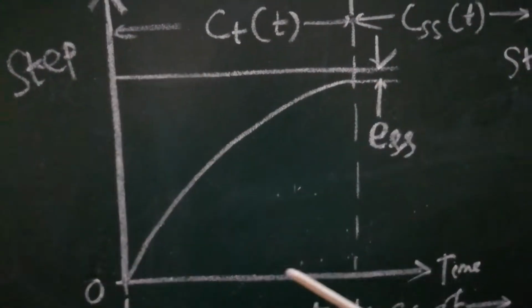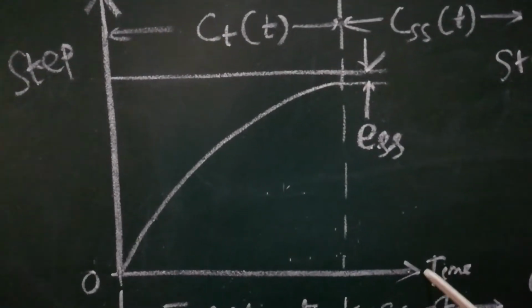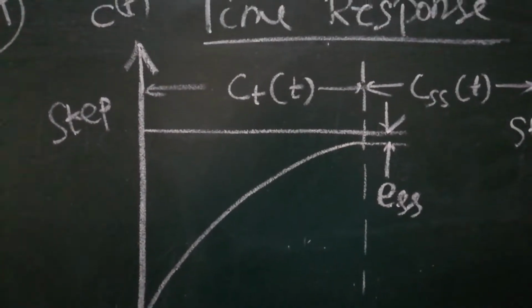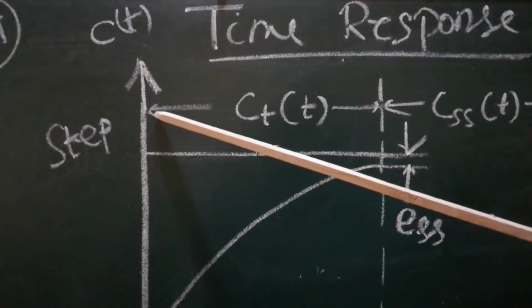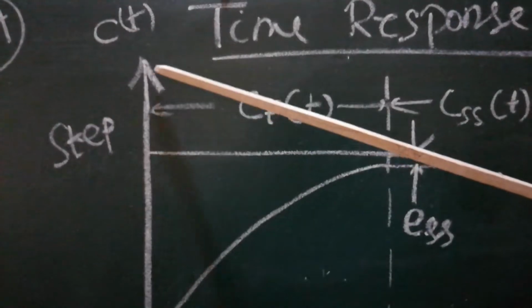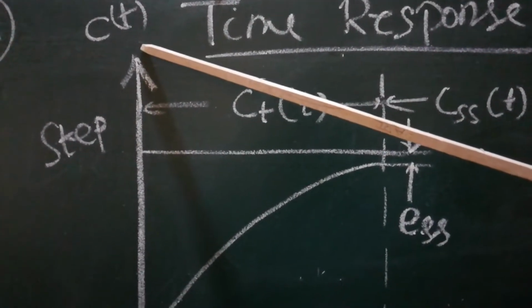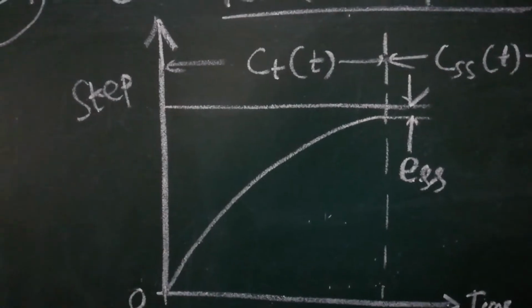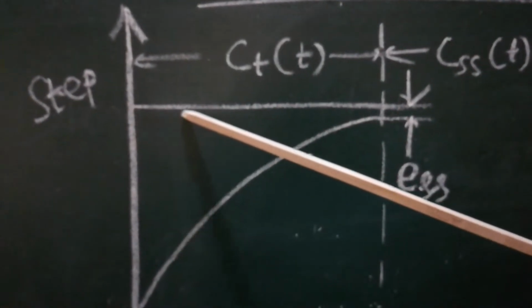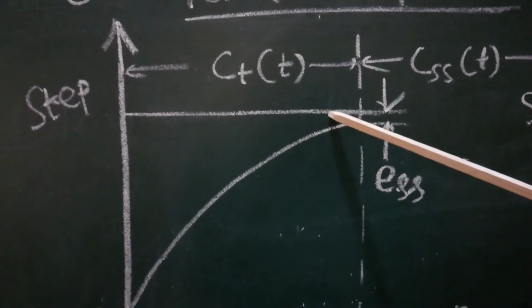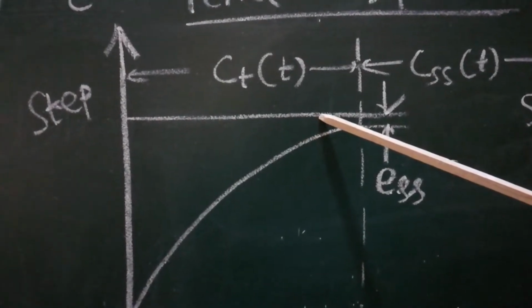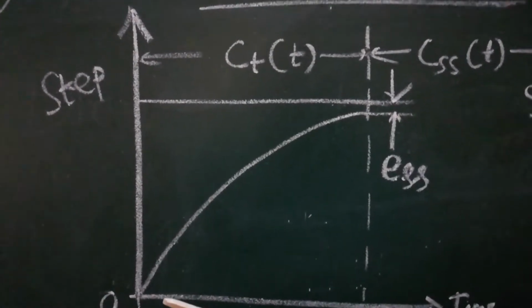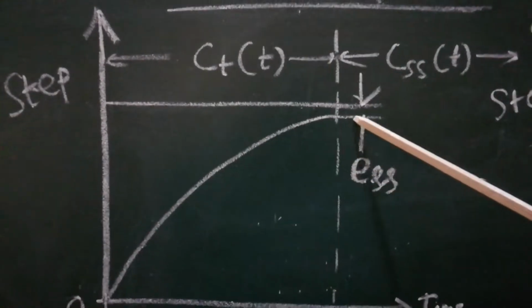As you can see in the figure, in the abscissa or the x-axis we have taken time, and in the ordinate or the y-axis we have taken c of t, that is the time response. Fine. And here this line is the step response. This is the step response, this is the standard one, and our system shows this response.